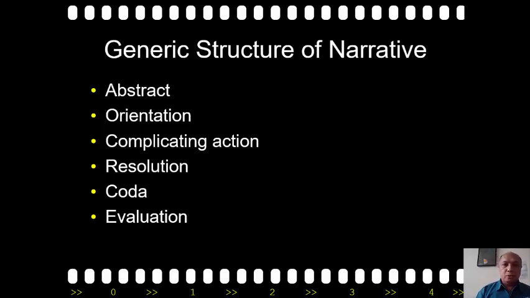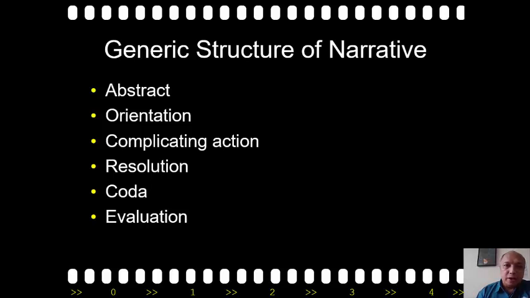Resolution is actually where the complicating action is resolved. That's actually the climax, the end of the story. That's resolution. Okay. And then you have coda. Coda is actually where the storyteller or the writer brings you back to the present moment, takes you out from the story into the present moment. He or she would say, okay, so that's the story about Red Riding Hood, for example. Or that's the story about si buta dari gua hantu. Yeah. That's coda. Coda marks the end of the story.